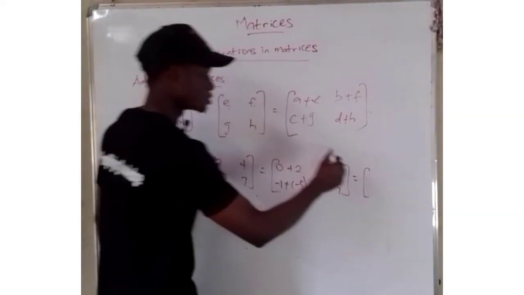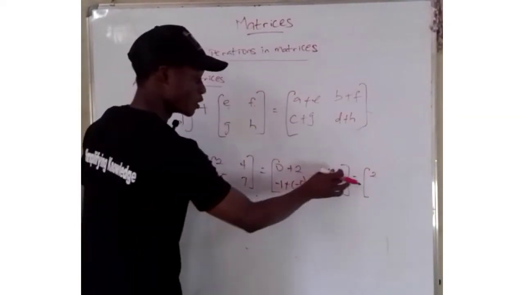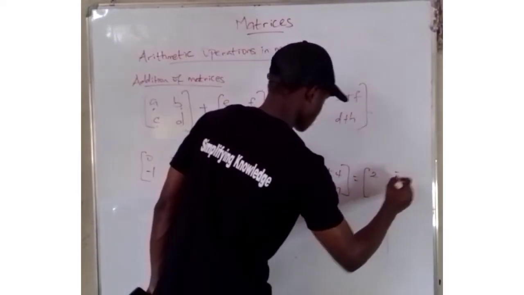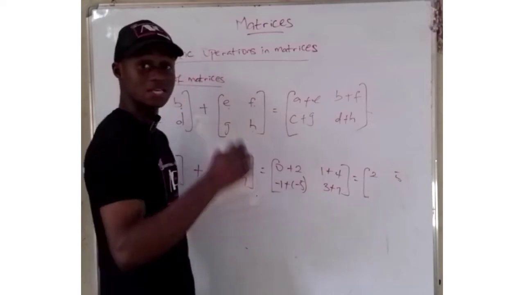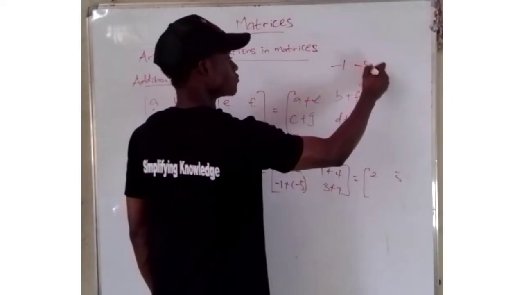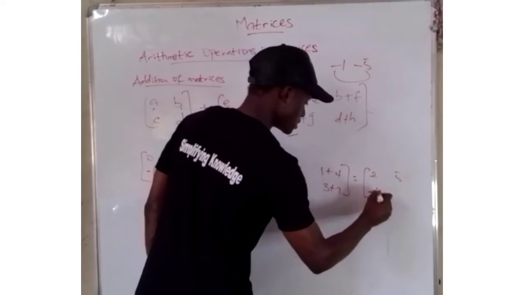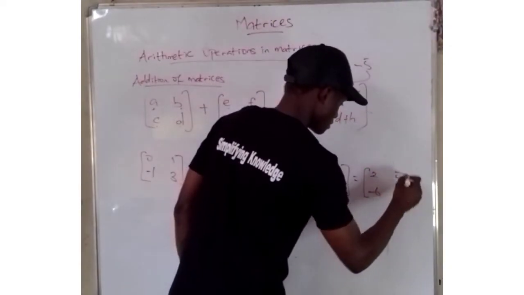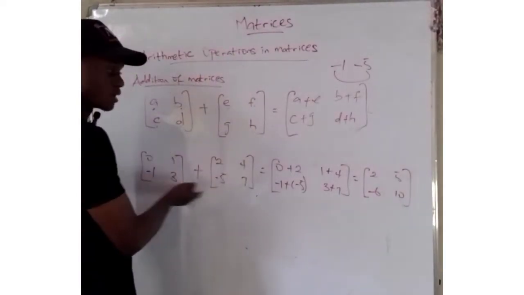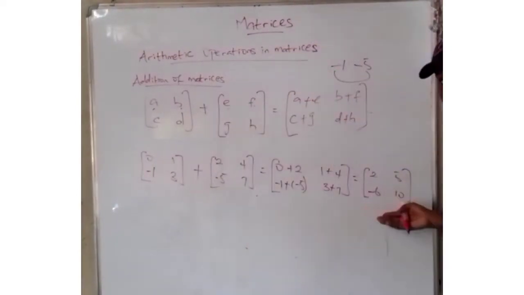0 plus 2 is going to give us what? 2. 1 plus 4 gives us 5. Then minus 1 plus minus 5. You see, plus as minus is minus. So minus 1 minus 5 gives us minus 6. And the last one, 3 plus 7 gives us 10. So adding up these two matrices, this one and this one, we get this answer.